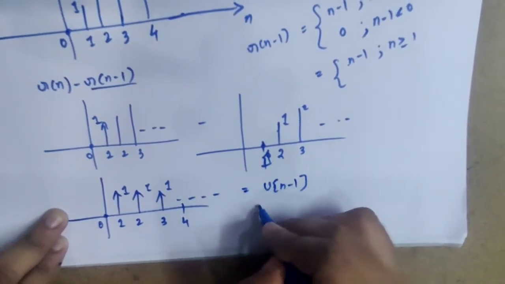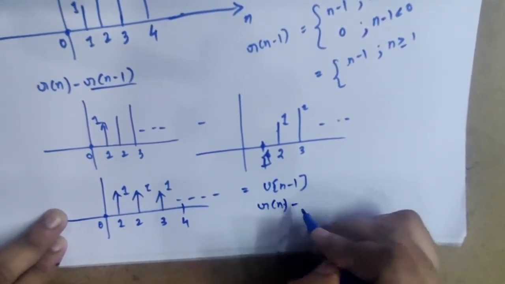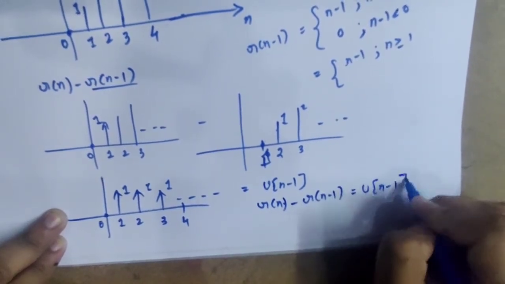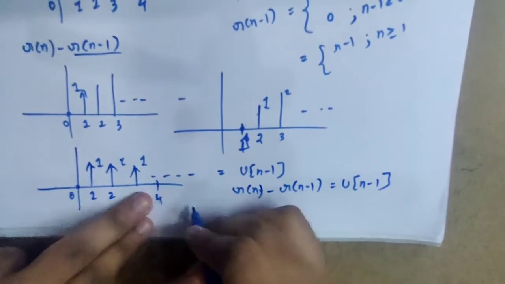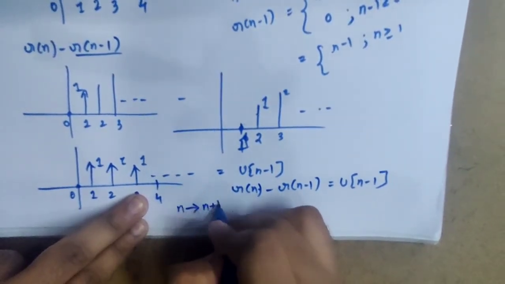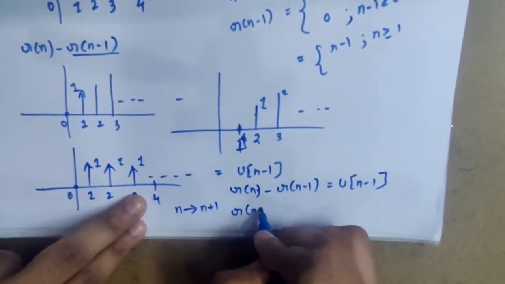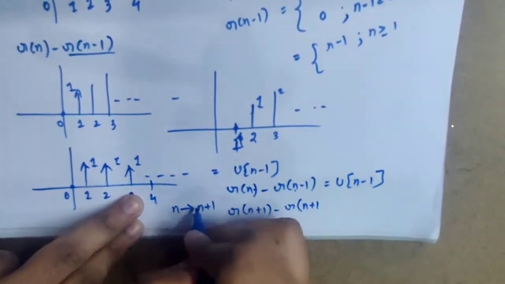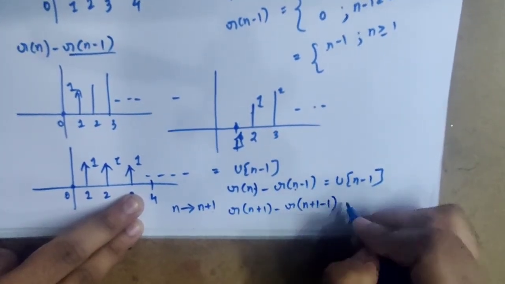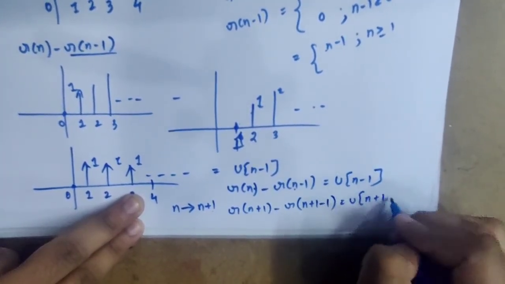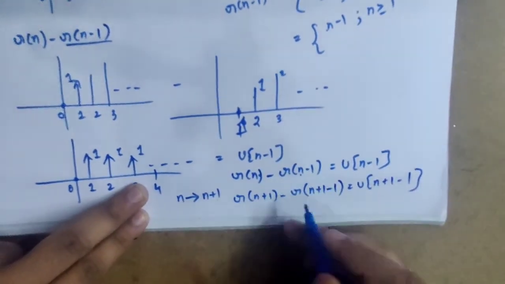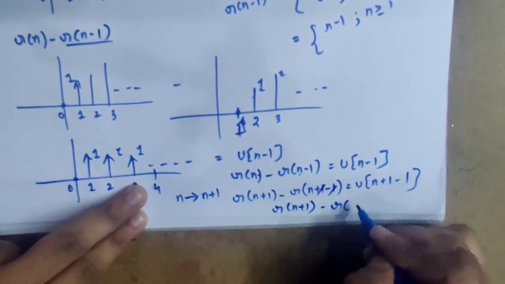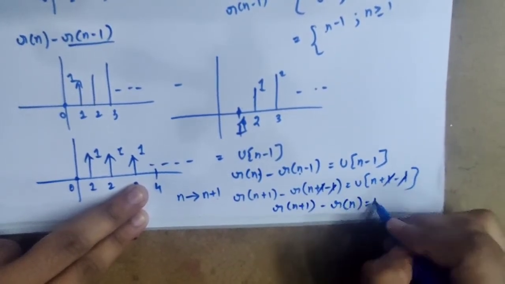Now what I can say is r of n minus r of n minus 1 is equal to u of n minus 1. What I will do is substitute n as n plus 1. Now what will we get? r of n plus 1 minus r of n plus 1 minus 1 is equal to u of n plus 1 minus 1. So what is this? r of n plus 1 minus r of n is equal to u of n.